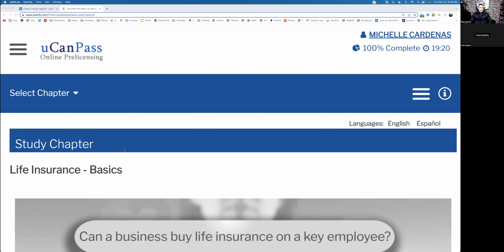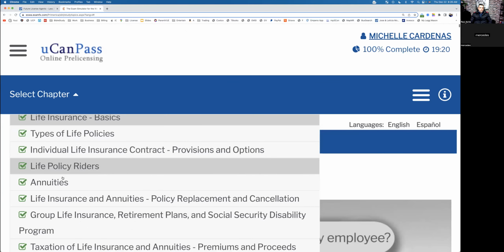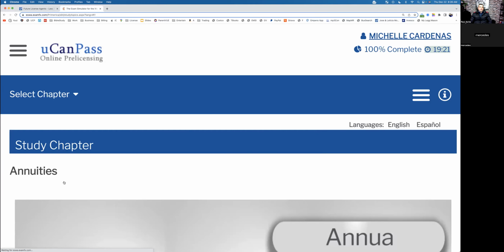So here we go. Select chapter, annuities. What is an annuity, by the way? An annuity is a savings program. So why is it in the insurance exam? If it's a savings program, why is it in the insurance exam? The answer is because it has an insurance component, and the insurance component is what protects the savings.